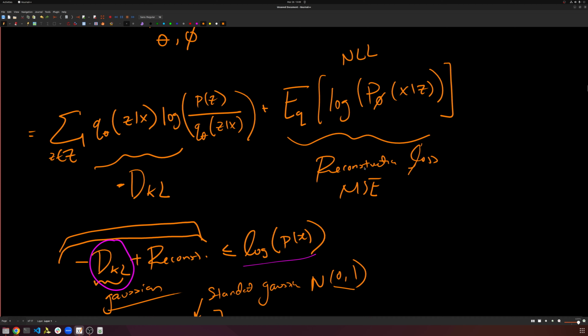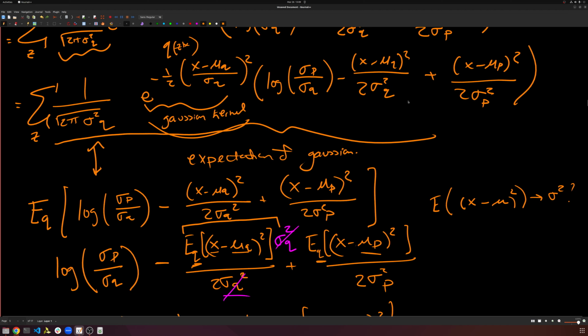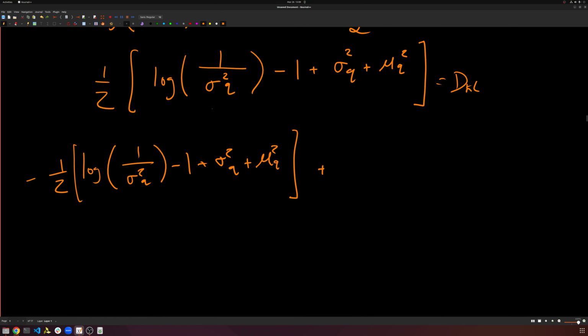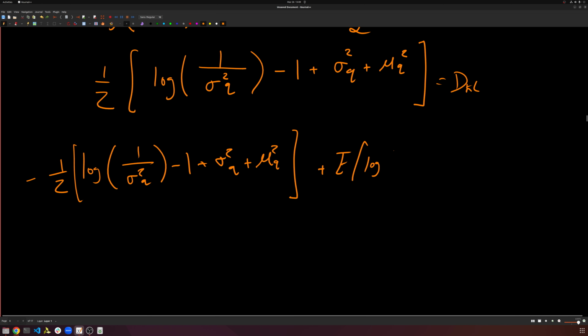So let's just write that down. This is going to be our formula, the expectation of log p x given z. Let's write a shorthand for it: expectation of log p x given z, right? So there we go, that's our shorthand. This is what we're trying to maximize. We want to maximize this.